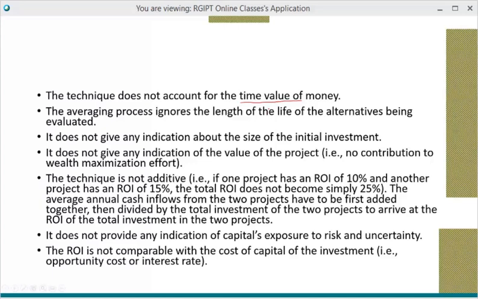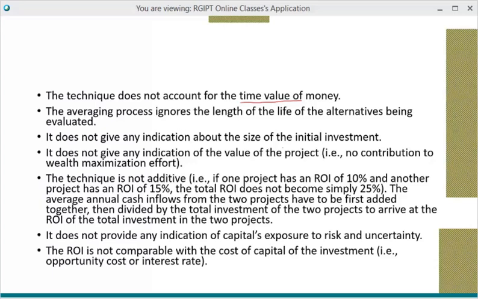So in this, you did not see those percentage discount factors. And also the averaging process ignores the length of the life of the alternatives being evaluated. That is not there, because the average return on investment was divided by 15, right? So that was for 15 long years. But when you give this number, 13% average return on investment, it does not tell you for how long this investment has been made, right? So that part is not included.